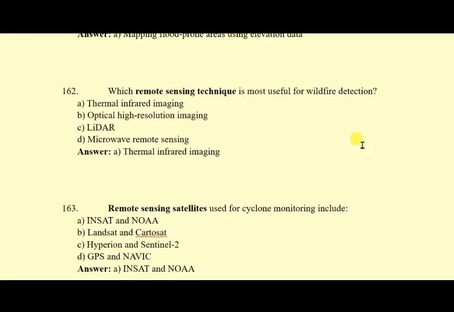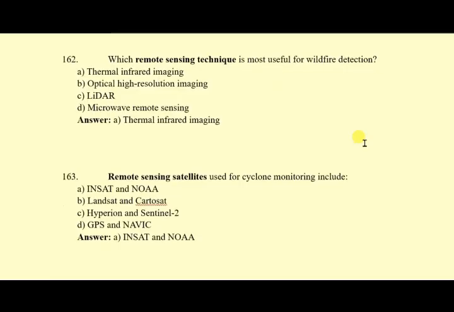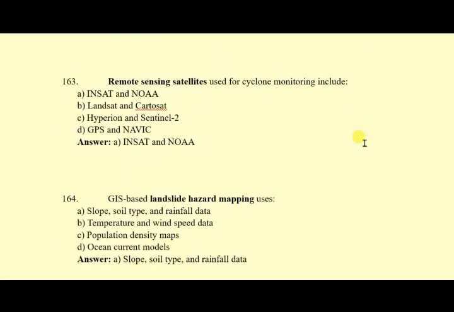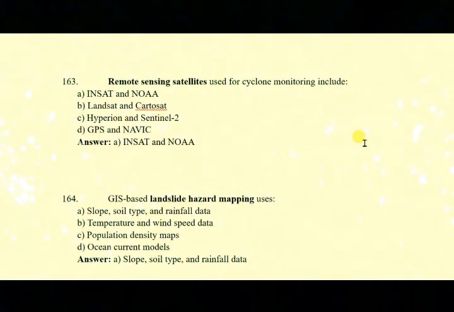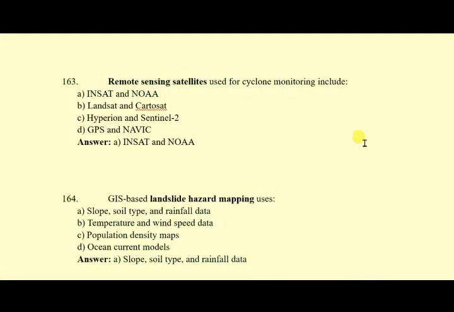Question 162. Which remote sensing technique is most useful for wildfire detection? Thermal infrared imaging, optical high resolution imaging, LiDAR, microwave remote sensing. Here the right answer will be thermal infrared imaging. Remote sensing satellites used for cyclone monitoring include INSAT and NOAA, Landsat and Cartosat, Hyperion and Sentinel-2, GPS and NavIC. Here the right answer will be INSAT and NOAA.